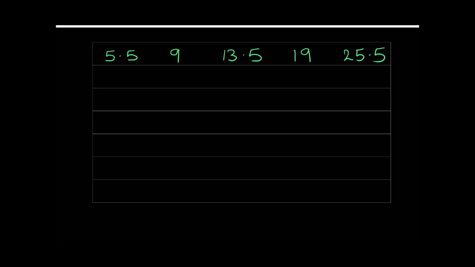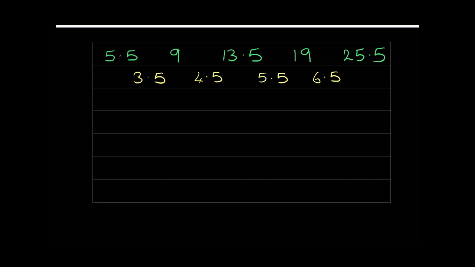Here's a new set of numbers for us to work on. So remember, the first thing we need to do is work out the differences between the numbers. So 9 take away 5.5 is 3.5. 13.5 take away 9 is 4.5. 19 take away 13.5 is 5.5. And 25.5 take away 19 is 6.5. Remember, we need to repeat that process.